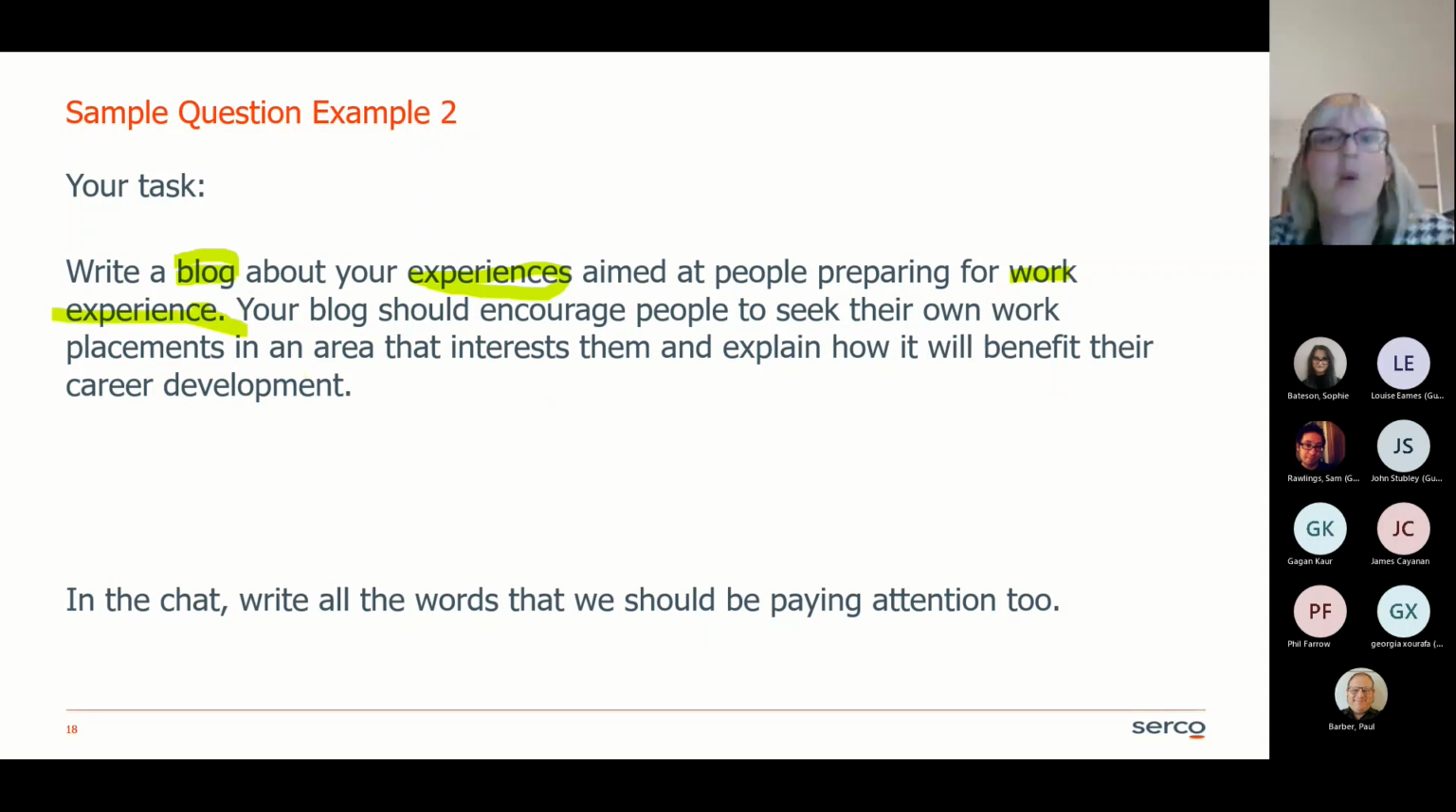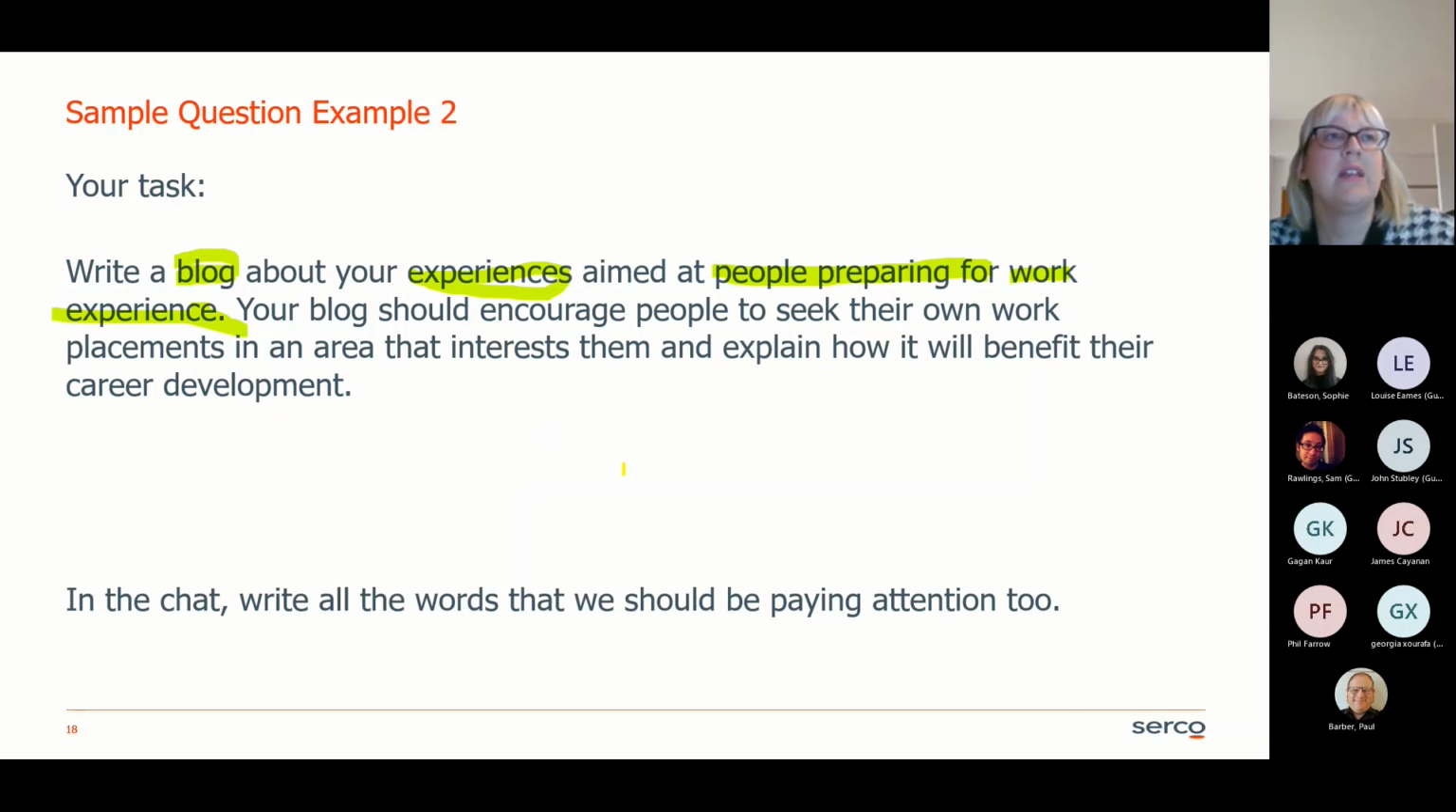Now, just seeing if anyone, I would look at the couple of words before work experience. So it's people preparing for work experience. So that is your audience. Where in the last example, it was quite clear, it was your manager. Now your audience this time is people preparing for work experience. Okay, so that is your audience.